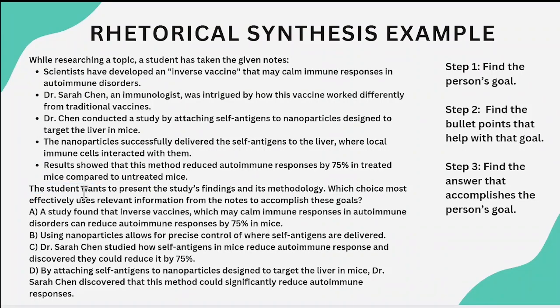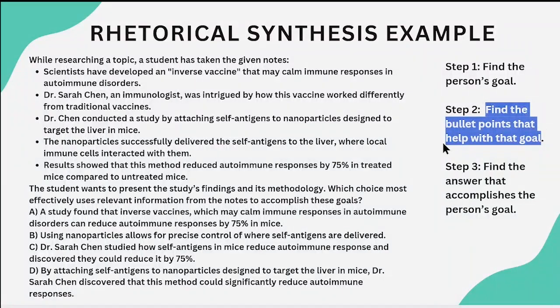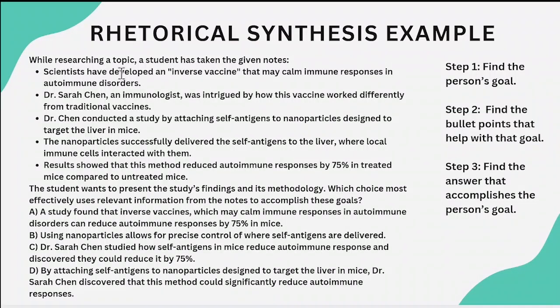The student wants. So the first sentence after the bullet points is where we're looking every time. The student wants to present the study's findings and its methodology. So the student wants two things. Their goal is to present the study's findings and the study's methodology. Okay, so we're going to keep that in mind, and we're going to go back to the bullet points now with step two. Find the bullet points that help with that goal.